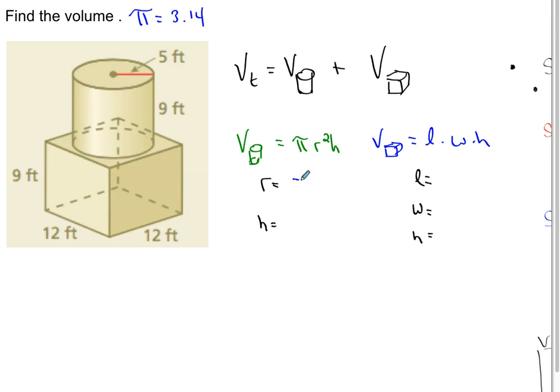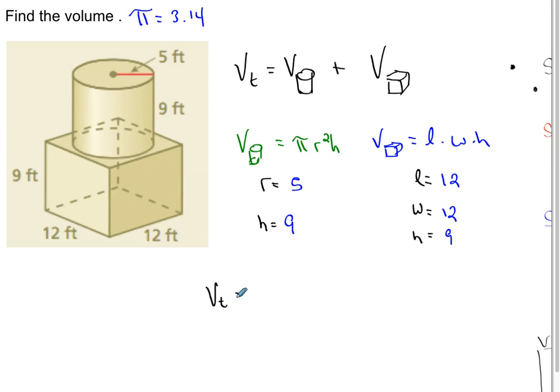5? Excellent. What is the height of the cylinder? 9? Excellent. What is the length, width, and height of the rectangular prism? 9, 12, and 12. Yeah, 12, 12, and 9. That's all the information we need, and the rest is just calculator work.